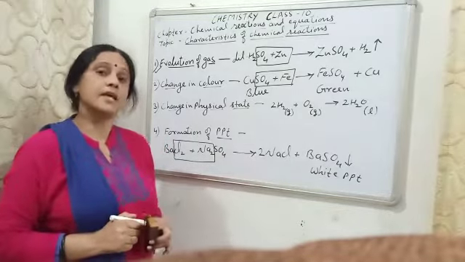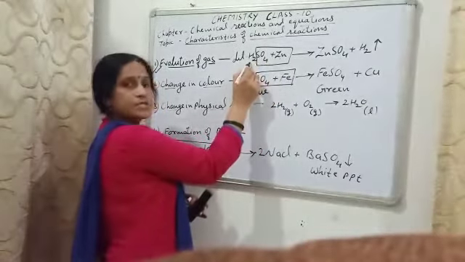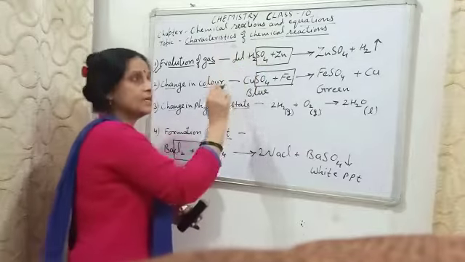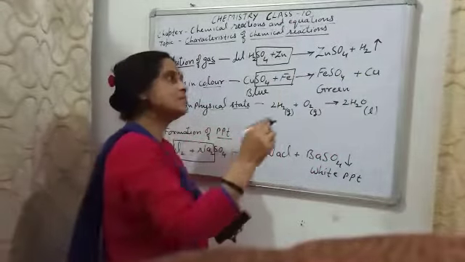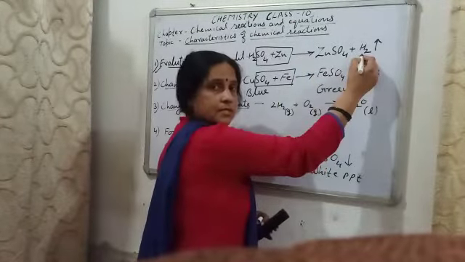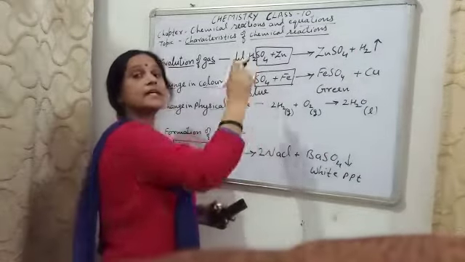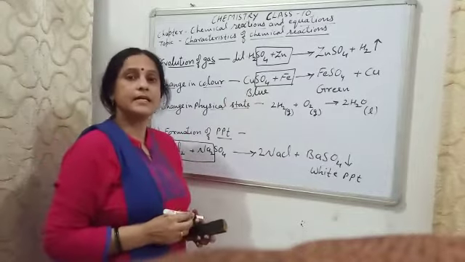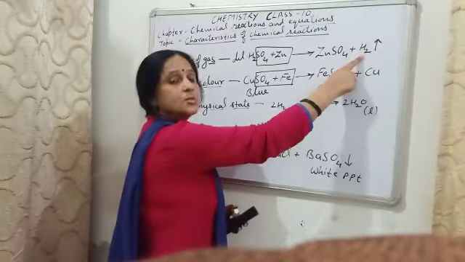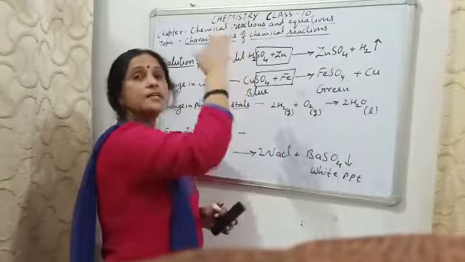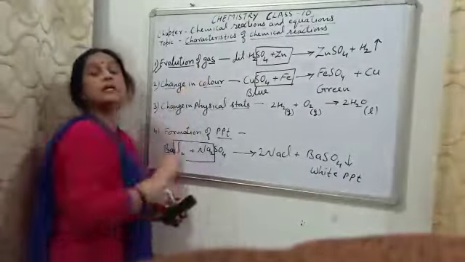For example, if we add zinc metal in dilute sulfuric acid, then bubbles of hydrogen gas start to be produced. And as the bubbles of hydrogen gas are produced, it indicates that the zinc and sulfuric acid are reacting with each other. Due to the result of the reaction, the bubbles of hydrogen gas are produced, which evolve, which release out.